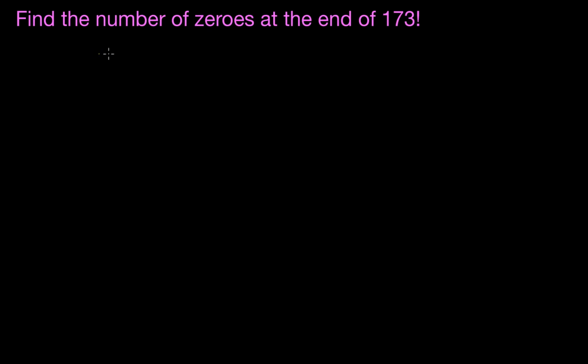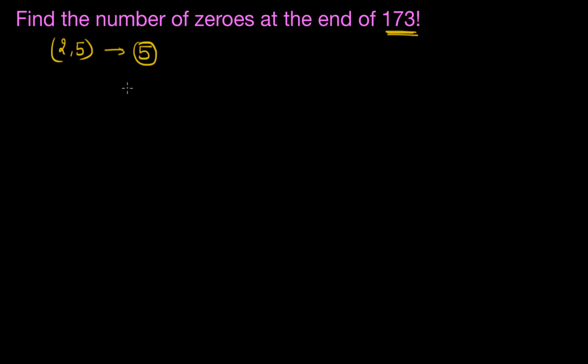Find the number of zeros at the end of 173 factorial. So basically, we need to find the number of pairs of 2 and 5, which is actually the number of 5s. If we can count the number of 5s, we can get the number of zeros at the end of 173 factorial. So let us try to count the number of 5s here.